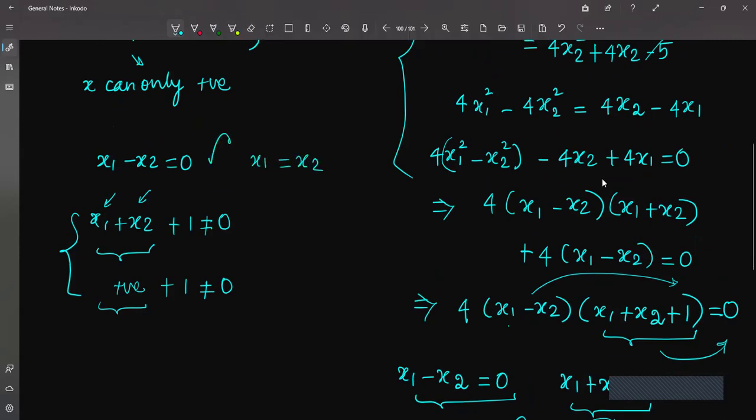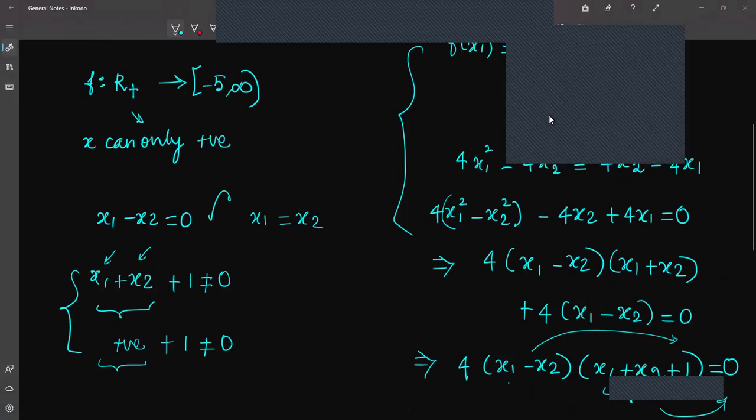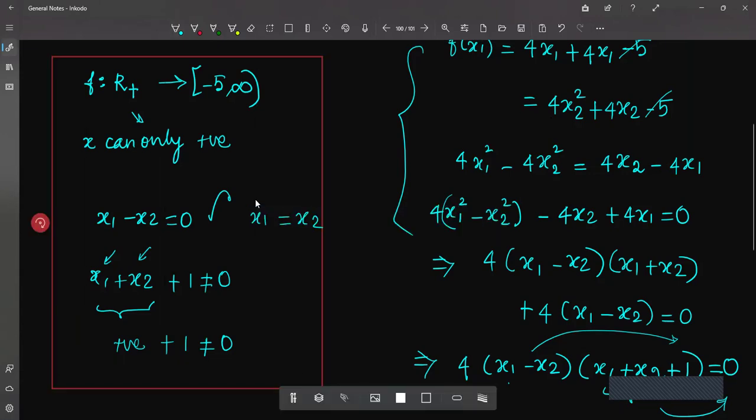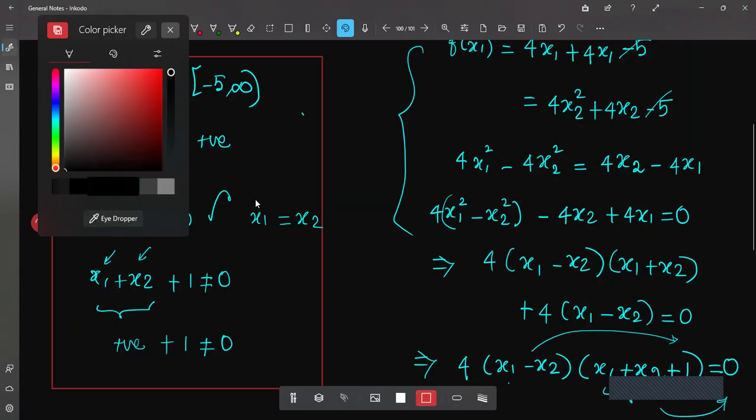So in this case, x1 is equal to x2. This is possible only in the case where f is defined from R plus to minus 5 to infinity. Make note of this.